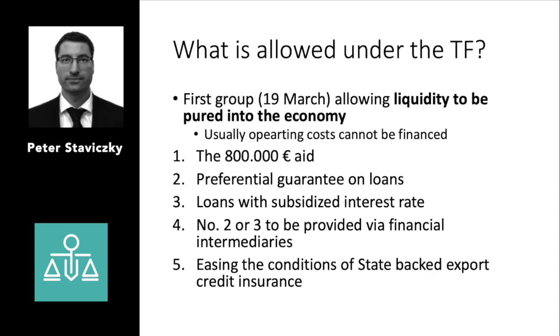Next slide, please. So what is allowed under the temporary framework? What are the new 8 categories which were created by the Commission to overcome the impacts of the crisis? First of all, there is a possibility to grant 800,000 euro of aid to all undertakings. There is a possibility to grant preferential guarantees on loans. There is a possibility to grant loans with subsidized interest rates. And there is a possibility to do the guarantees and the loans via financial intermediaries, and the Commission also eased the conditions of state-backed export credit insurance, short-term export credit insurance.